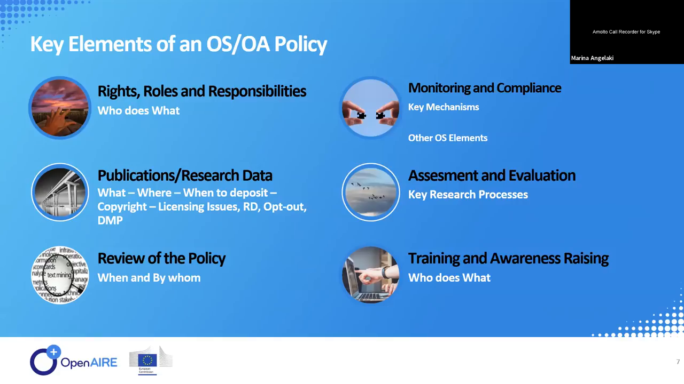Training and awareness is also an important aspect. And here again, a policy becomes more effective when it has information about who provides this training, how often, and who the training is targeting. For example, whether this is just for researchers or also for librarians or other stakeholders in an institution.